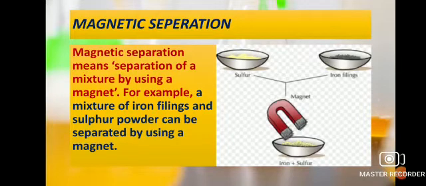For example, suppose you want to separate a mixture of iron filings and sulfur powder. Suppose this is a mixture which contains iron filings and sulfur powder. So how will you separate this mixture? You have to use what? You have to use a magnet. So how will you separate it now? Let's see. In order to separate iron filings from sulfur, what do you have to take? You have to take a horseshoe type of magnet.